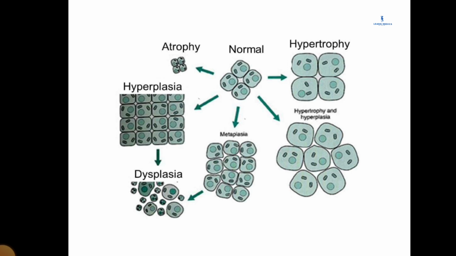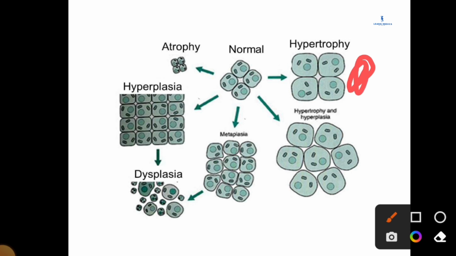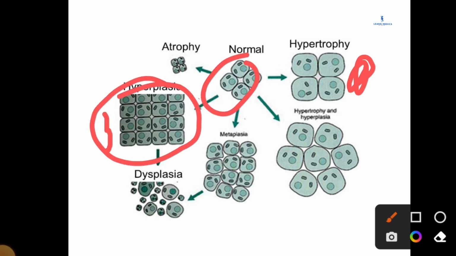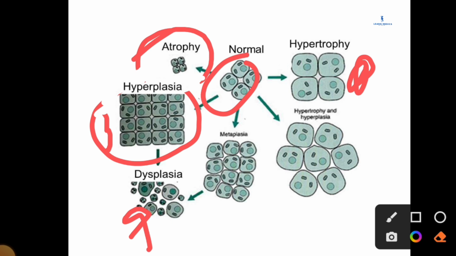Here we can see the normal cell, which is converted to hypertrophy. Hypertrophy means increased cell size. Here we can see the increased cell size. And hyperplasia means the number of cells has increased from the normal cell to the hyperplastic cell. And we can see atrophy, which means a decrease in cell size. Here there is a decrease in cell size. And we can see dysplasia over here, which usually comes after hyperplasia or metaplasia.